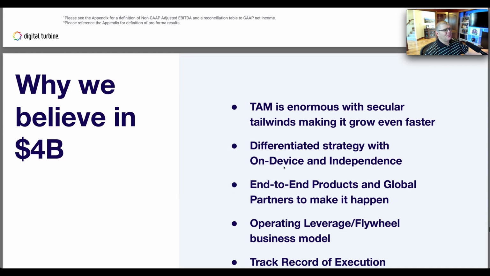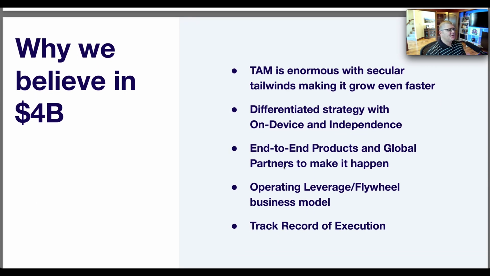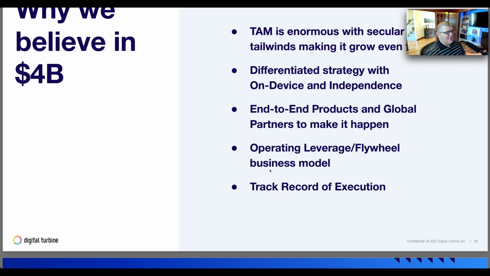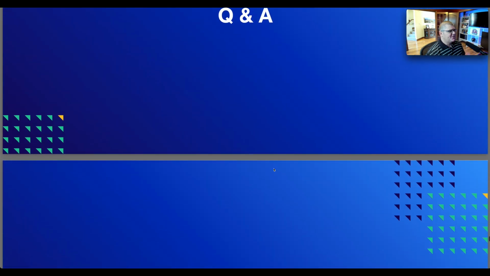So why we believe in $4 billion. TAM is enormous with secular tailwinds, making it grow even faster. Differentiated strategy with on-device and independence. They do have some direct competitors. I'll talk about that in a minute. End-to-end products and global partners to make it happen. Operating leverage or flywheel, business model, track record of execution, and so on.